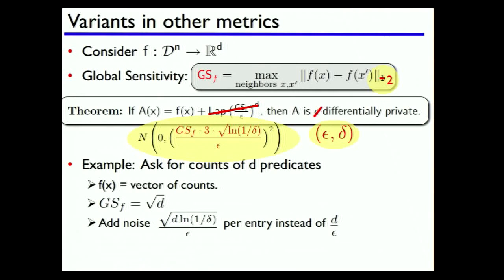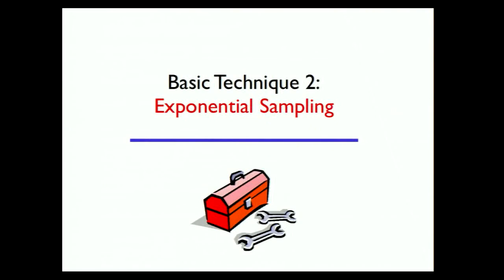For example, if I've got a bunch of predicates I want to know, say subset queries, a large set of them, then what I can get, if I've got d of them, is that I can add noise proportional to square root of d to each of these questions and get something differentially private for subset queries. And that actually matches the reconstruction attack lower bounds that I mentioned earlier for some settings of parameters. Okay, so that's one basic technique, the Laplace mechanism.